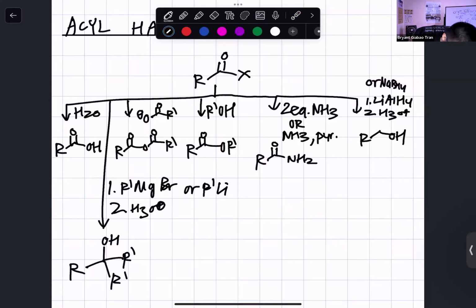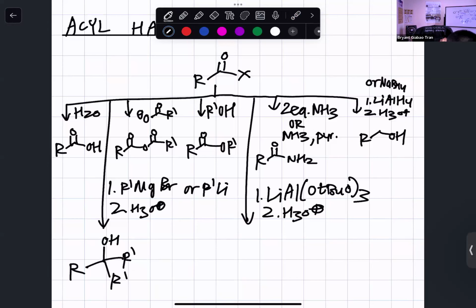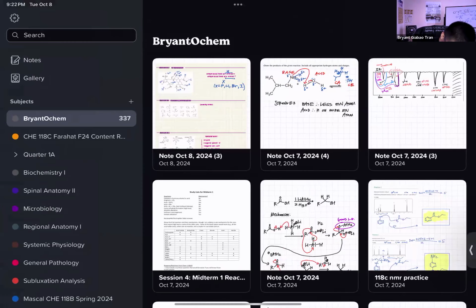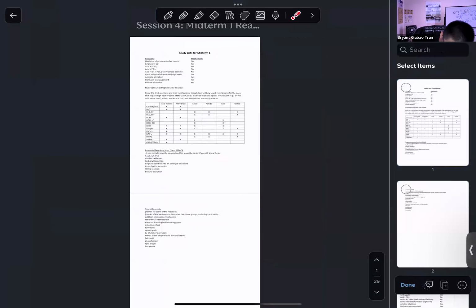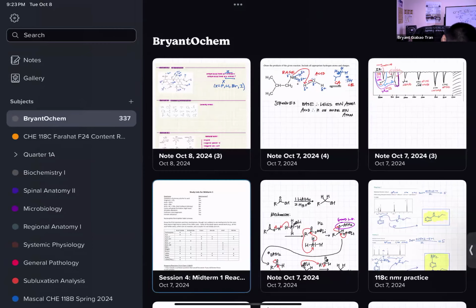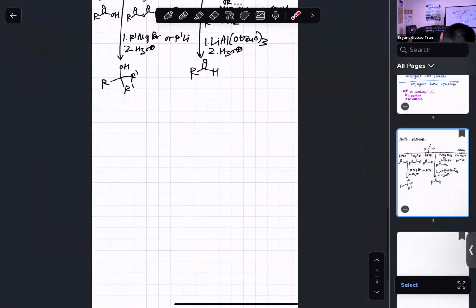We can use this bulky reducing agent, lithium aluminum tri-tert-butoxy hydride, second step H3O+, to reduce it into an aldehyde, and it stops at the aldehyde. It won't go all the way to the alcohol. Right. Let's see what else. This chart right here will basically summarize the chapter 19 and 20 reactions here. So let me go back here, paste.